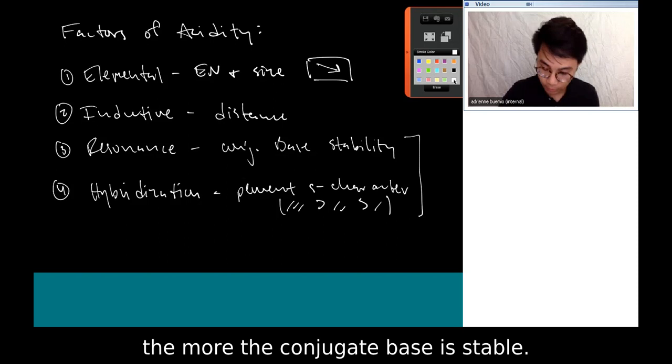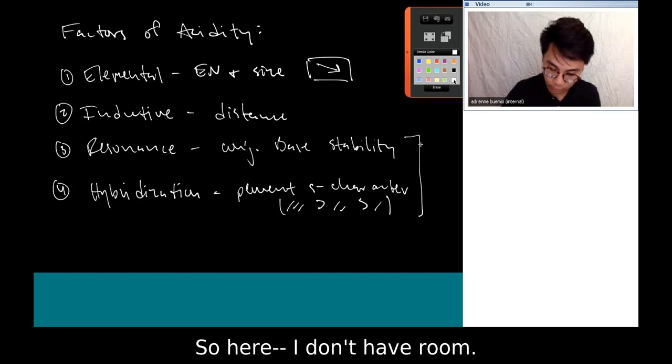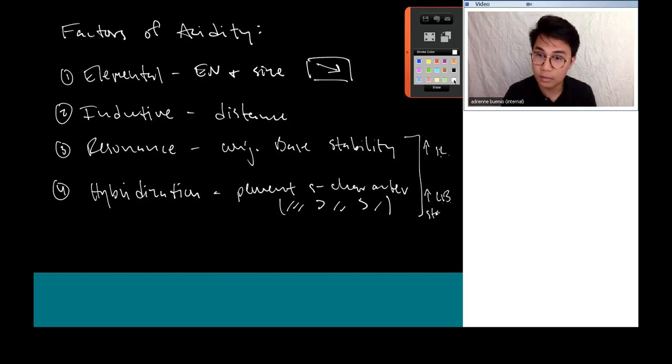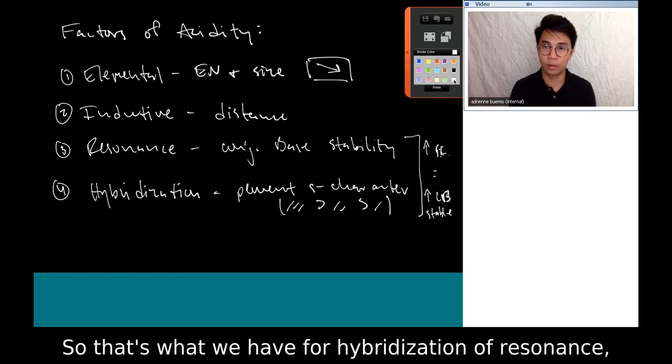So here I don't have room. Higher S character equals higher conjugate base stability. Stable. Ooh, that's a mess. Okay, right. Okay, so that's what we have for hybridization and resonance, right?